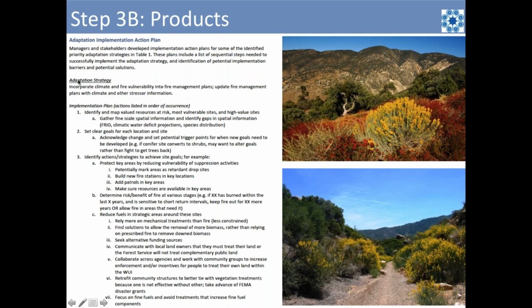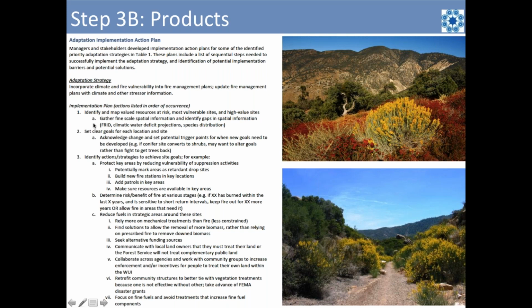And then in order to put that adaptation strategy into practice, they developed this implementation plan. It's supposed to be implemented in a stepwise fashion. What you can see is that each number is the next action that you would put into place in order to make sure that you implement this adaptation strategy. The first step is to identify and map valued resources at risk, our most vulnerable sites, and our high value sites.